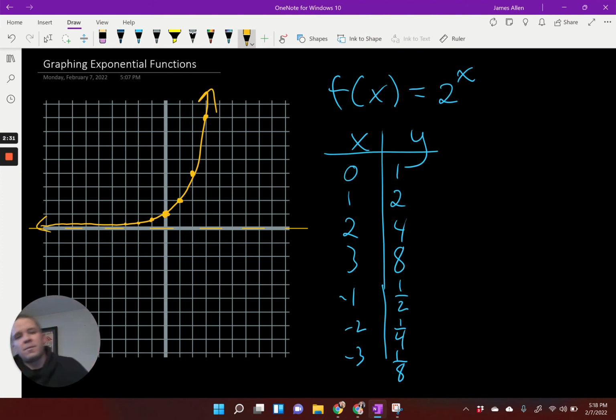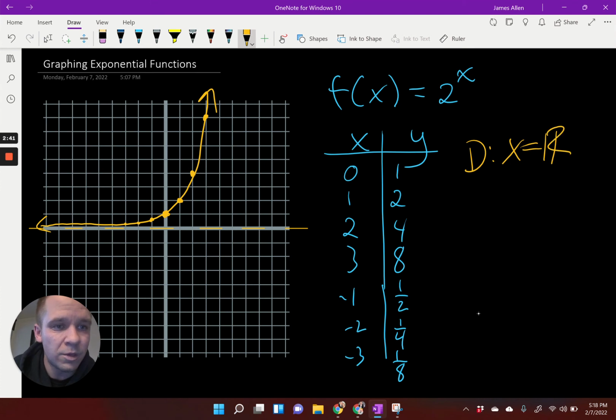Okay, so let's talk about domain and range, all right? Domain and range are always important. So domain of this function, does it ever stop going to the left? Does it ever stop going to the right? No, so it's going to be x equals all real numbers, or you could write it as negative infinity to infinity, depending on which notation you want to go with.